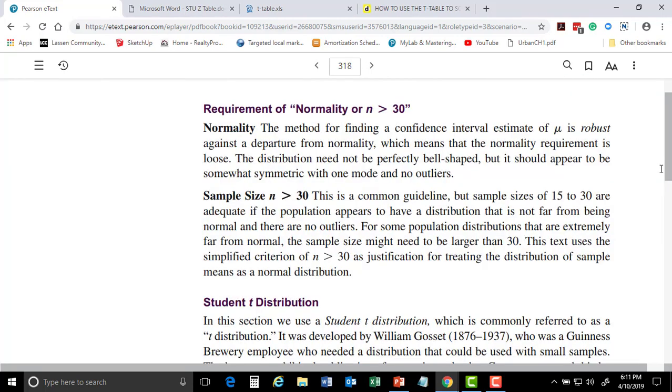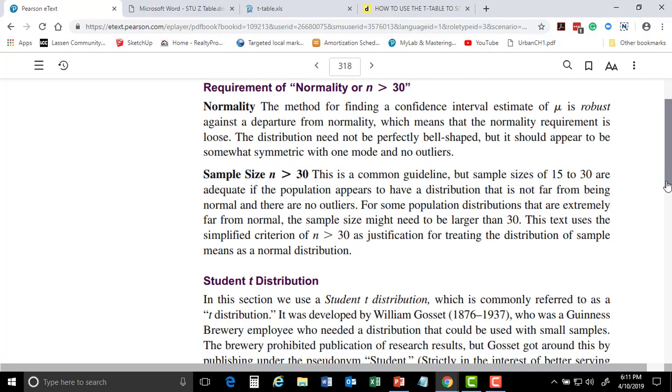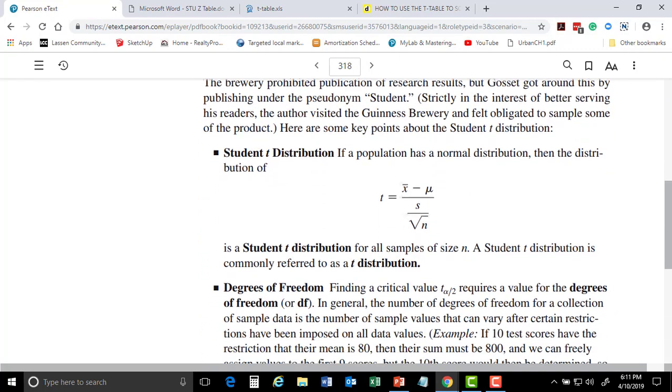So let's see. If you have an n greater than 30, you can go directly to use the normal. But if you're around less than that, you want to use this t-distribution. So the t-distribution is this. Now, that should look kind of familiar. It started like we used to have z's, but now we have t's. It's x minus mu divided by s divided by the square root of n. It's called student t-distribution of sample size n.